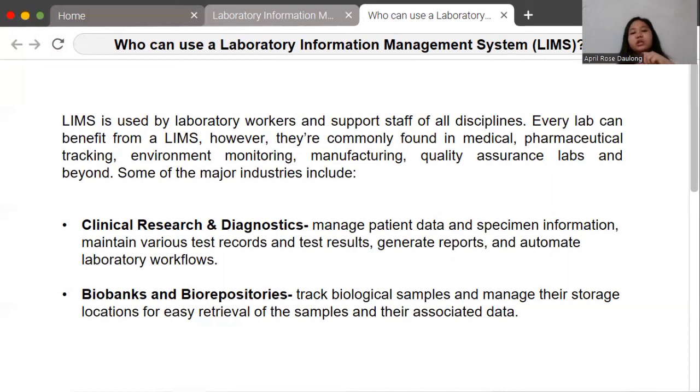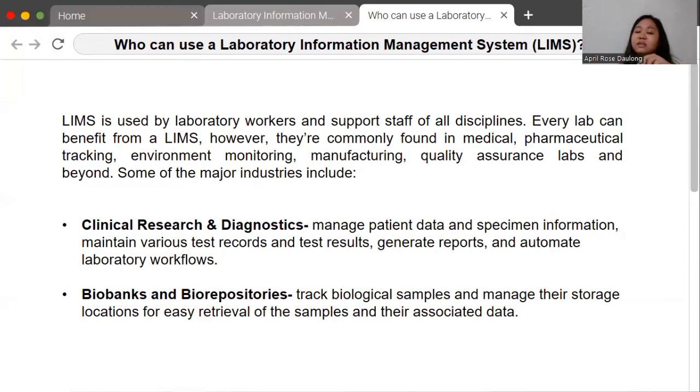So, some of the major industries include, so dili lang siya, di ba, ang LIMS gamit po siya sa medtech. So, dili lang siya sa mga medtech na gamit, but also, dili lang makita sa mga... first is the clinical research and diagnostics. So, unsay gamit sa LIMS aning clinical research and diagnostic. So, it manage patient data and specimen information, maintain various test records and test results, generate reports, and automate laboratory.